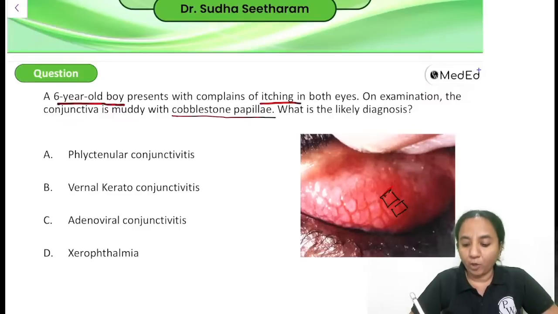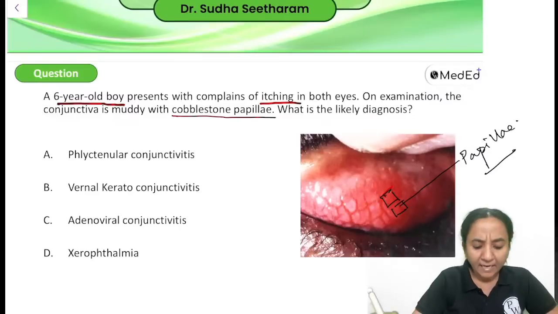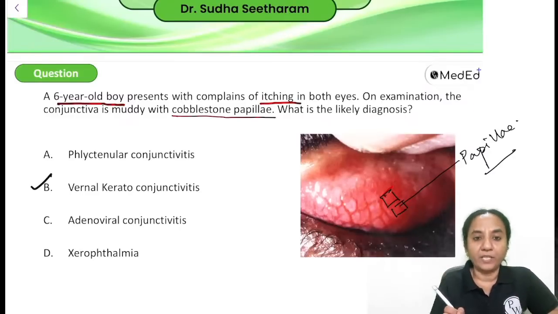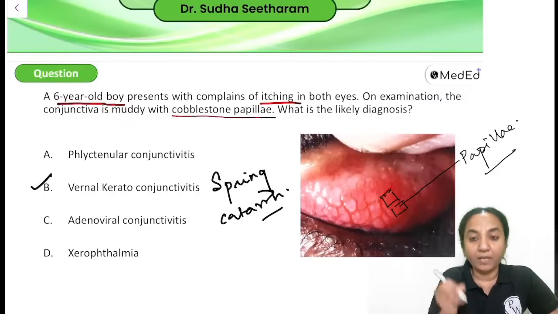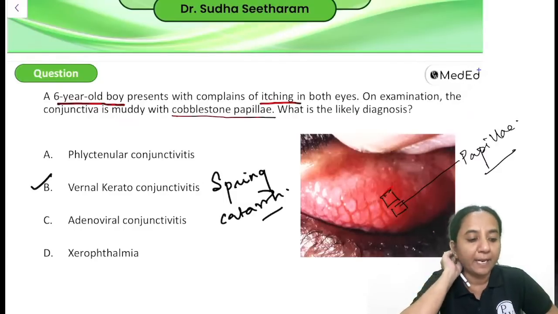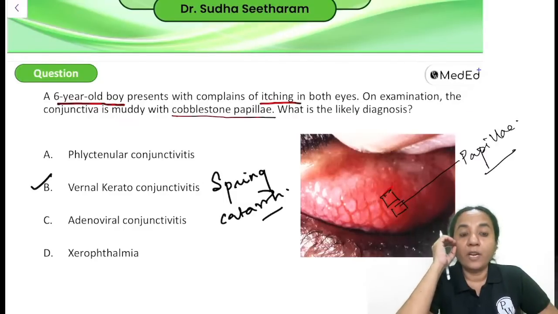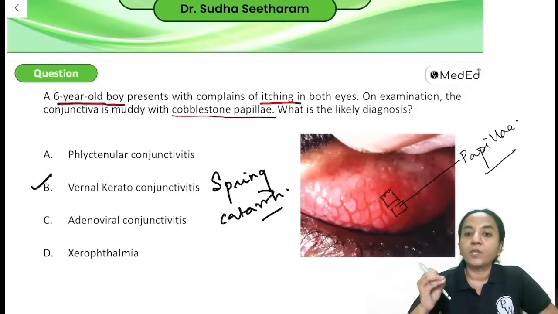So these kind of flat topped elevations, what are they called? They are called as our papillae, and this appearance of the conjunctiva is called as the cobblestone appearance. So what is the answer? Correct. The answer is vernal keratoconjunctivitis. Now, vernal keratoconjunctivitis or VKC, this is a type of recurrent allergic conjunctivitis which is seen in boys between 5 to 15 years of age just before the onset of the peak summer months, and hence the name spring catarrh. Right? So sometimes you may not have VKC in the options like it was there in last year's paper. In the options you had spring catarrh.